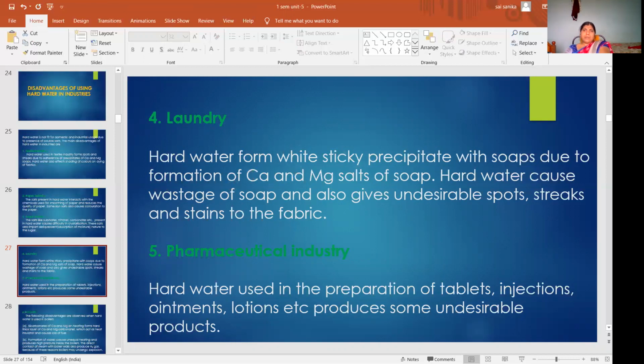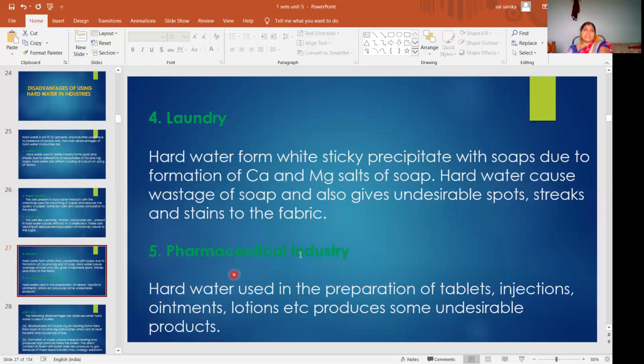Okay. So whatever soap you are adding there, that soap becomes waste, and lather will not come. But what it produces is this white sticky precipitate. So due to that, soap will be wasted and it gives undesirable spots, streaks and stains to the cloth. So like this, spots, streaks and stains will be formed on the fabric when hard water is used in the laundry, due to formation of this white sticky precipitate.